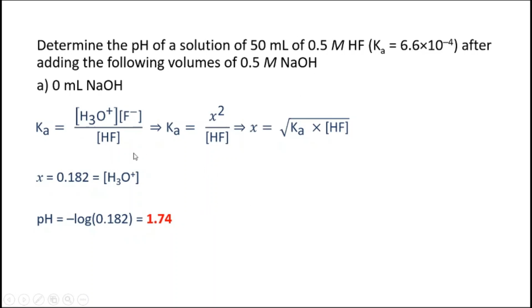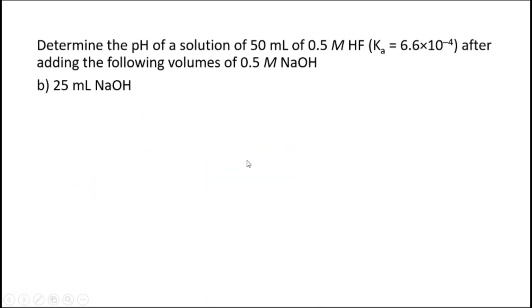The next step we're going to look at is what happens when we have added 25 milliliters of our sodium hydroxide. Hopefully you understand our pH should be going up because we're adding sodium hydroxide to an acid, or we're basically neutralizing this stuff. Whatever amount of your HF does decompose, some of that H plus, or the hydronium ions, are going to react with that hydroxide.